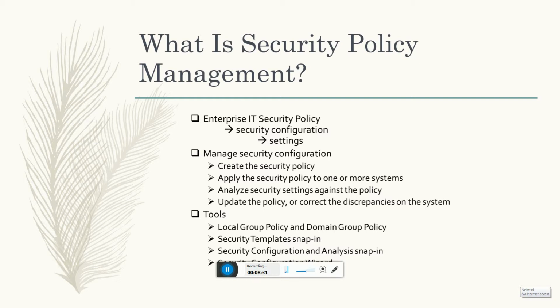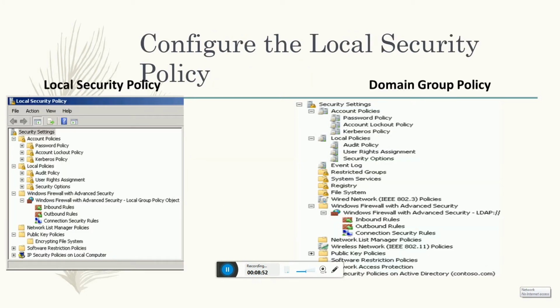Tools. What are the tools there? Local group policy and domain group policy. The main local groups are divided into one part and domain groups into another part. Domain groups cover all over the world. The security template snap-in, security configuration and analysis, security configuration wizard. This is the configuration of local security policy and domain group policies.